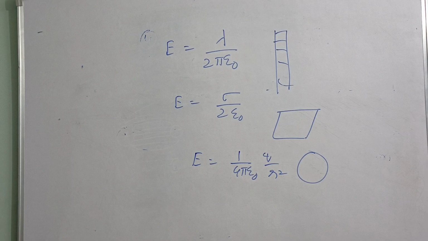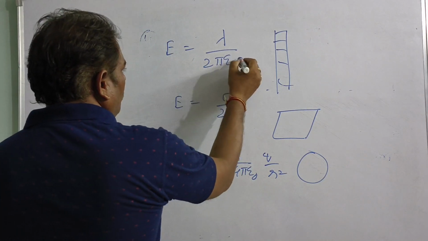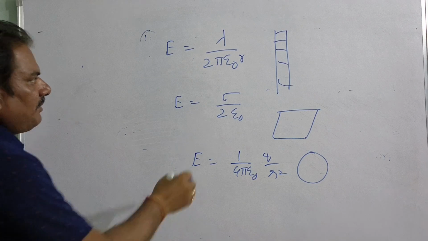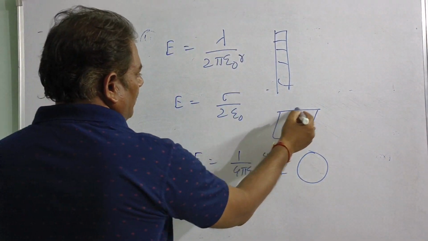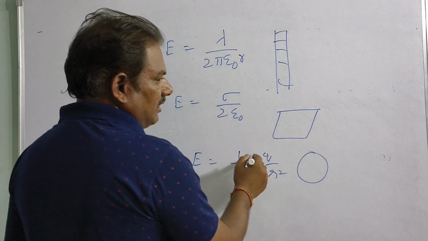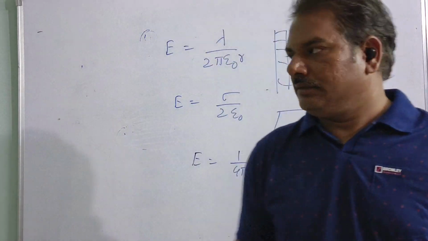Electric field intensity due to long infinite charged conductor is λ/2πε0 into R. Electric field intensity due to plane sheet is σ/2ε0. Spherical shell is 1/4πε0 into Q by R square.